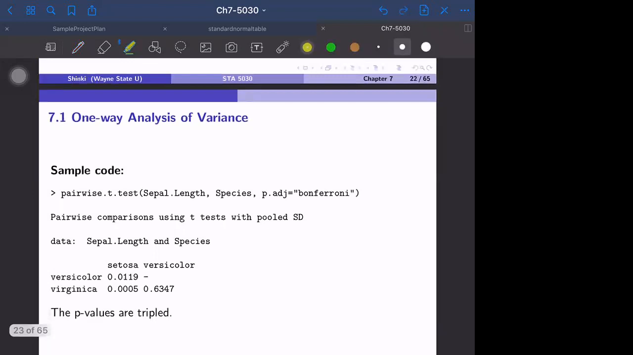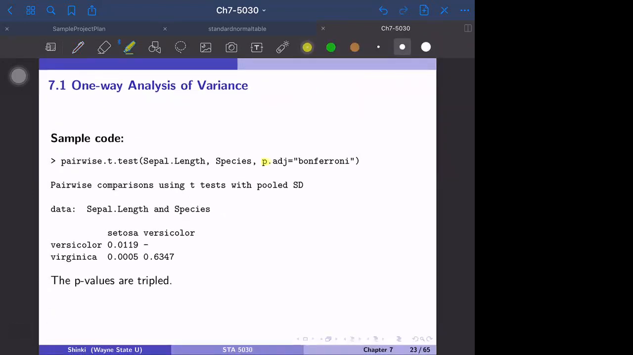You can do this adjustment by specifying p.adj equal to "bonferroni" in the pairwise.t.test function. And actually, these p-values are 3 times as large as the previous ones. Last time we had 0.00398 or something, and this becomes this. So it's still significant at the 5% level. But if the original one is very close to 5%, then it becomes insignificant if we use this adjustment.